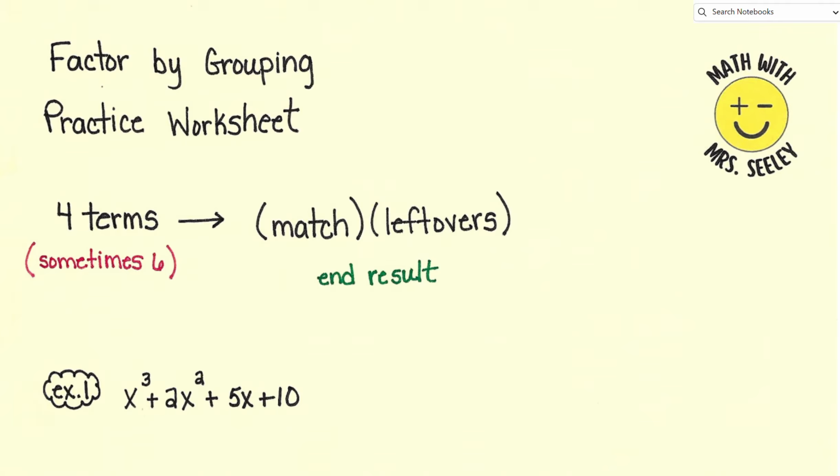When you factor by grouping, you're generally going to have 4 terms, sometimes 6, and I'll make sure you see one of those examples at the end. Here's the goal that you're looking for. You want to match and then the leftovers. The match is really just the common factor that you're going to see that you have. And so that's our goal.